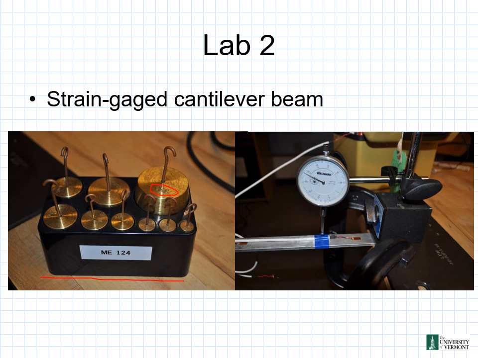So here in this slide, we can see off the left over here, we have a set of weights. We can clearly see each of these weights is labeled. We'll be hanging these weights off the end of this cantilever beam over here, and we'll be measuring the deflection of the beam with this gauge right here.